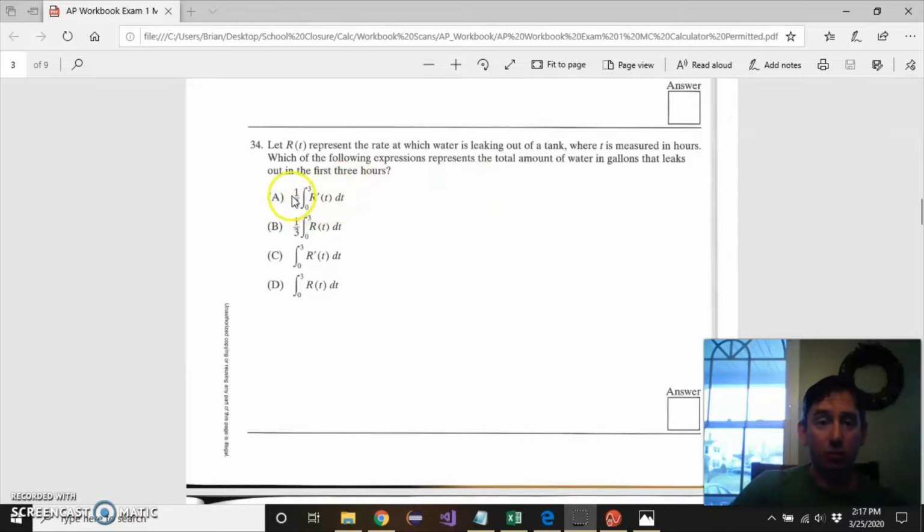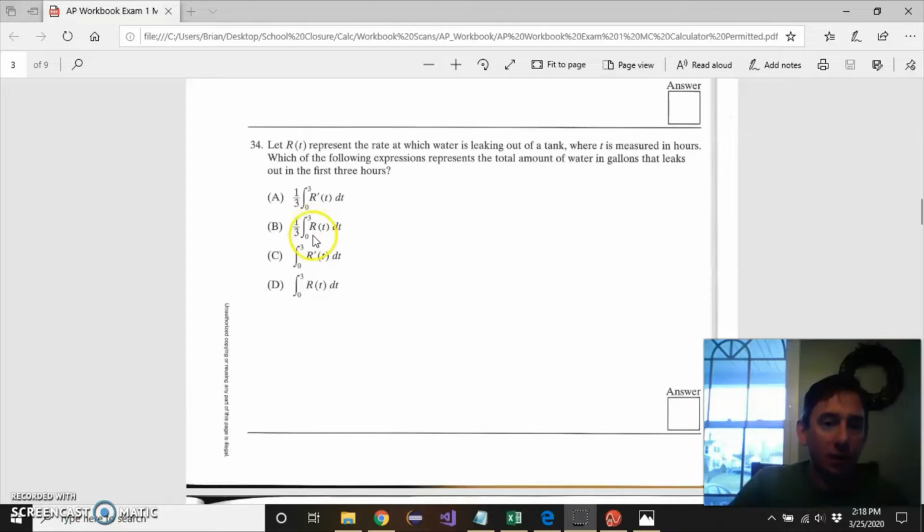So the first thing you're going to do is get rid of A and C. Those are trash because I don't like the R prime. I'm not integrating R prime. I want to integrate R. If R of t is already in gallons per hour, then integrating R gets us back to gallons. R prime would be the derivative of gallons per hour. If R is already gallons per hour, then R prime is gallons per hour per hour. And integrating that just gets us back to gallons per hour. So that's not helpful. I want to integrate gallons per hour to get back to just gallons.